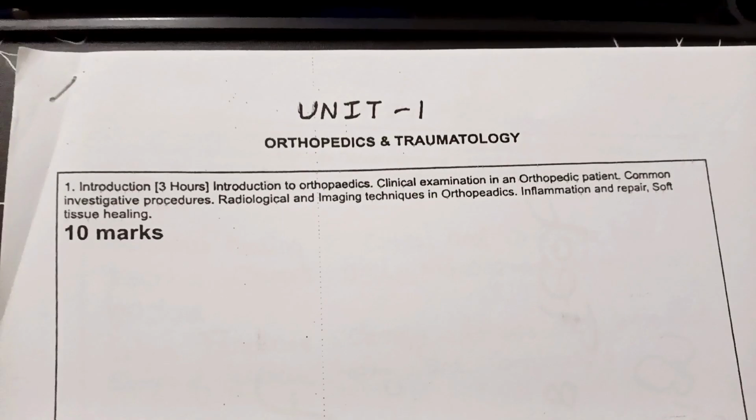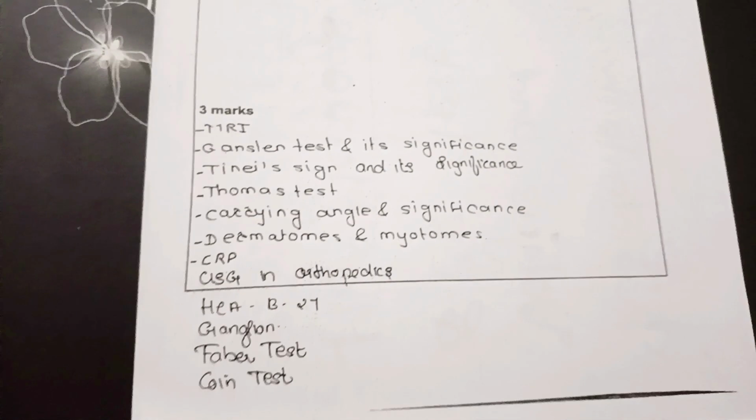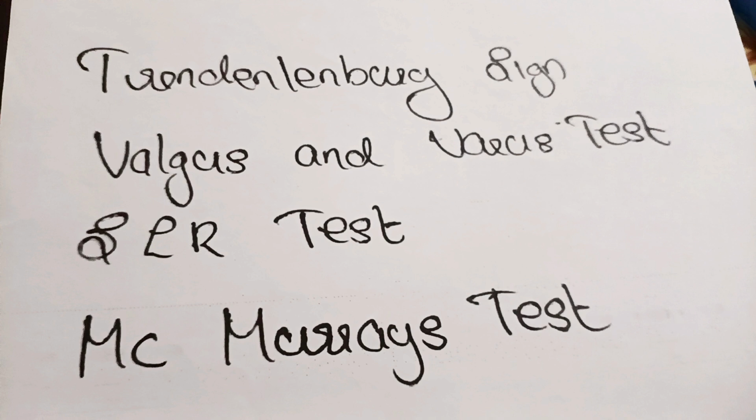As you can see, in first chapter there are no important 10-mark questions. In 5 marks there is only one question, that is CT scan. Now coming to the important 3-mark questions. First question, MRI, Tinel's sign and its significance, Thomas test, carrying angle and its significance, dermatomes and myotomes, CRP, UST in orthopedics, HLA B27, ganglion, Faber test, Coin test, Trendelenburg sign, valgus and varus test, SLR test, and McMurray test.